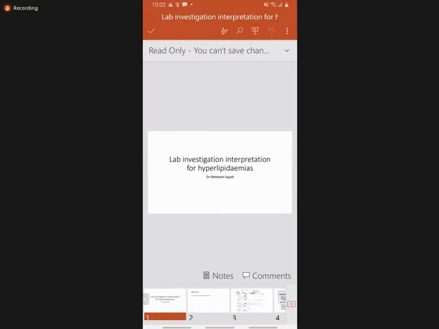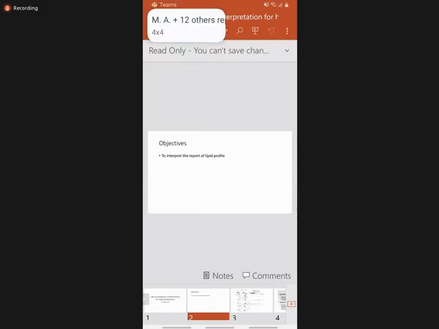Now the objective of our tutorial is to interpret the report of the lipid profile. How we, as doctors, interpret the report, and what the parameters in the lipid profile report are. What are the certain ranges given by the associated labs from which you get your tests done? The labs give you their own range. So how do we interpret the report of the lipid profile?